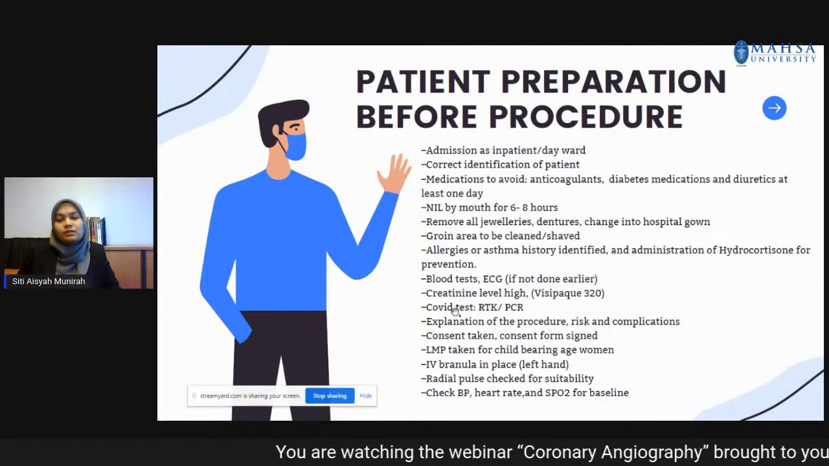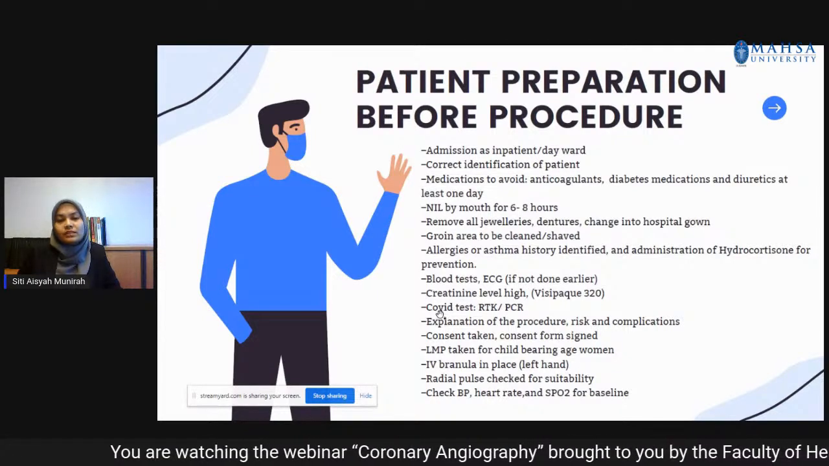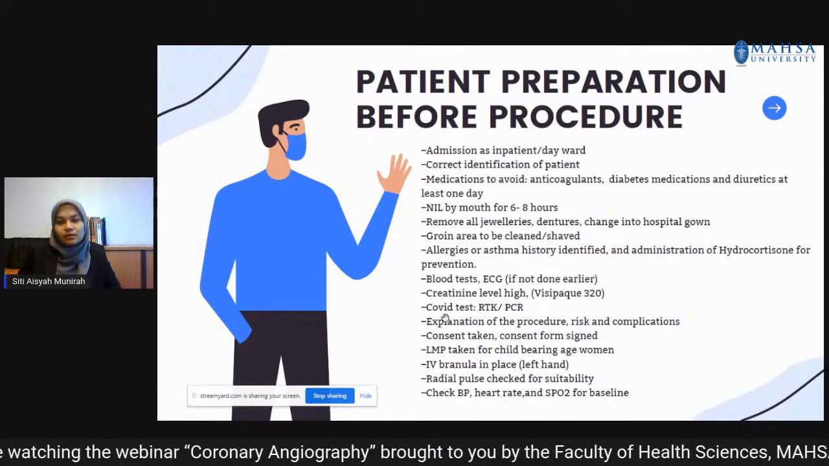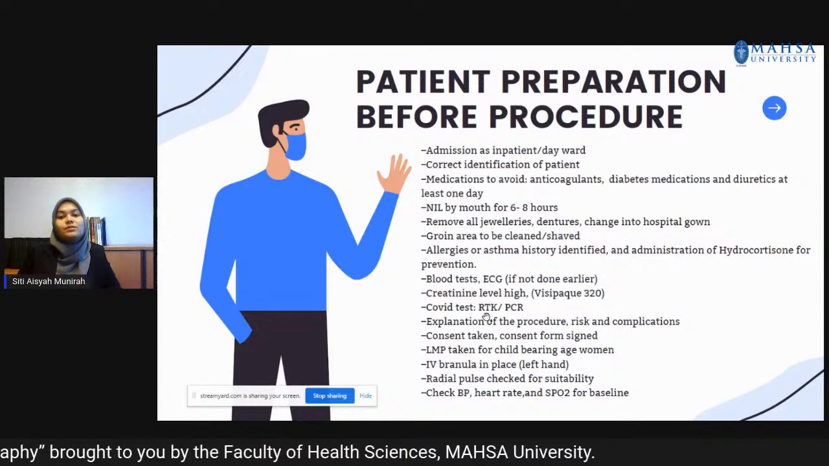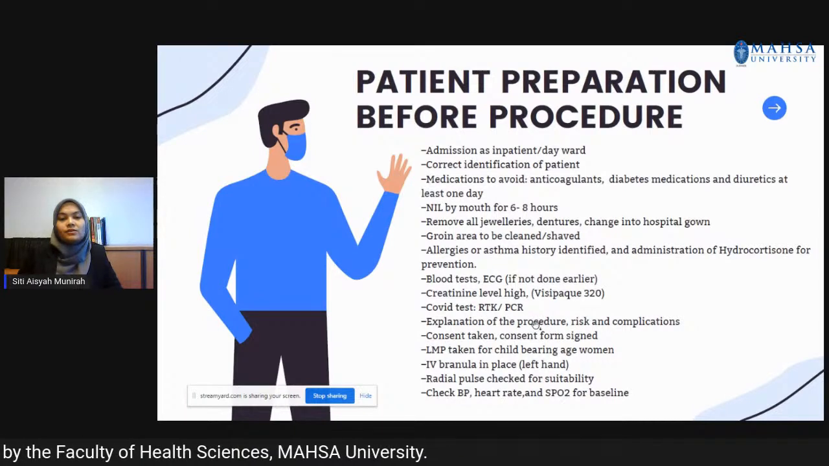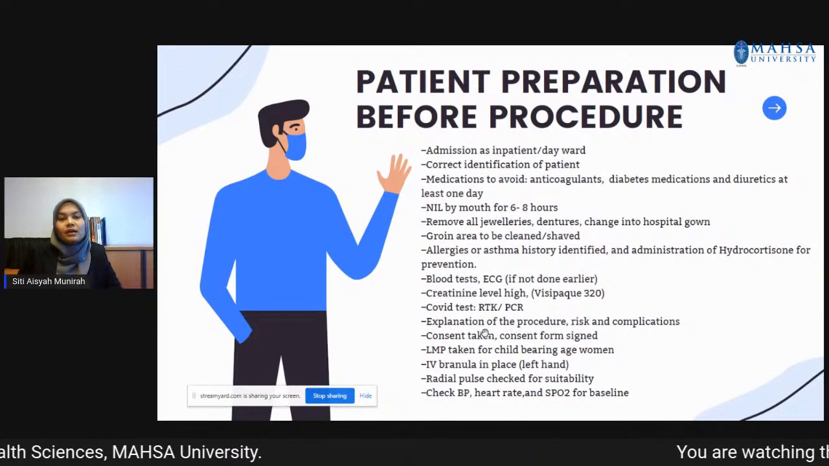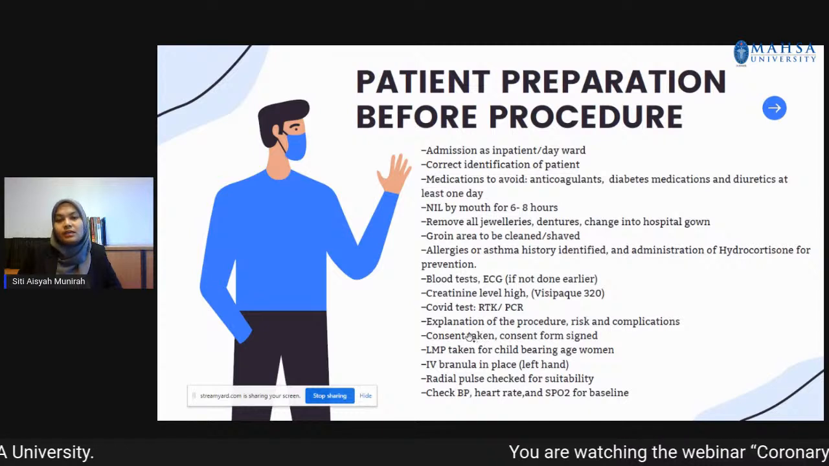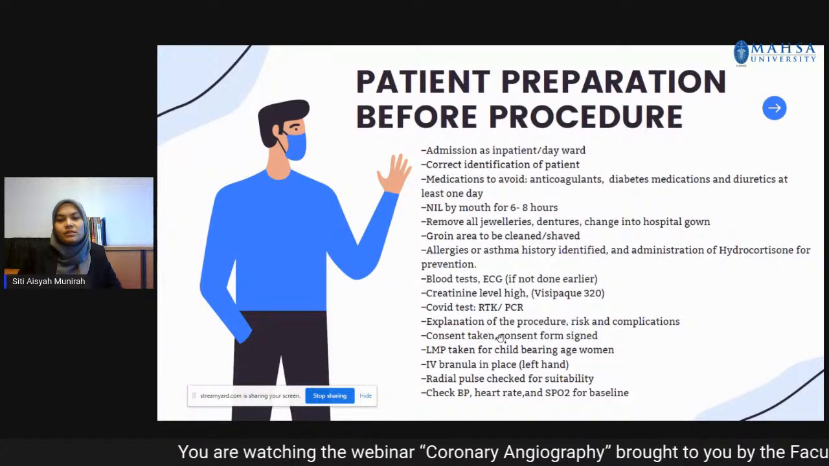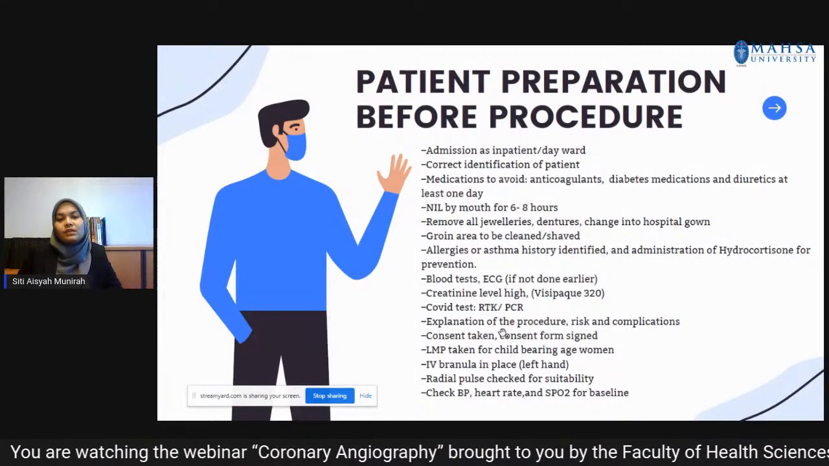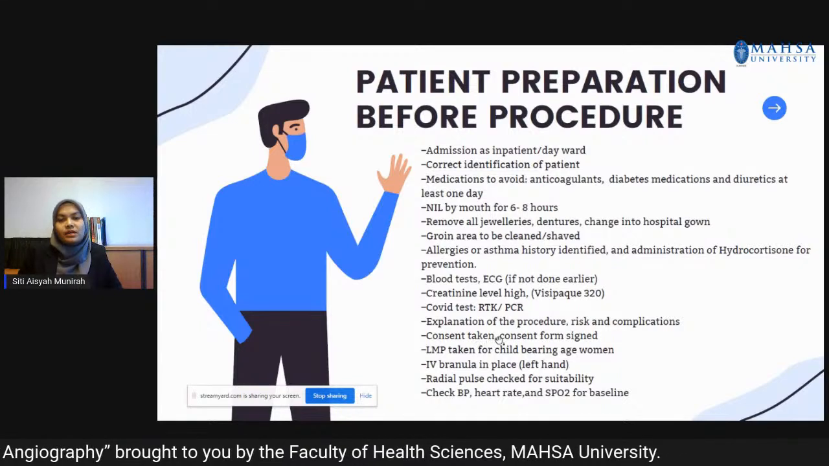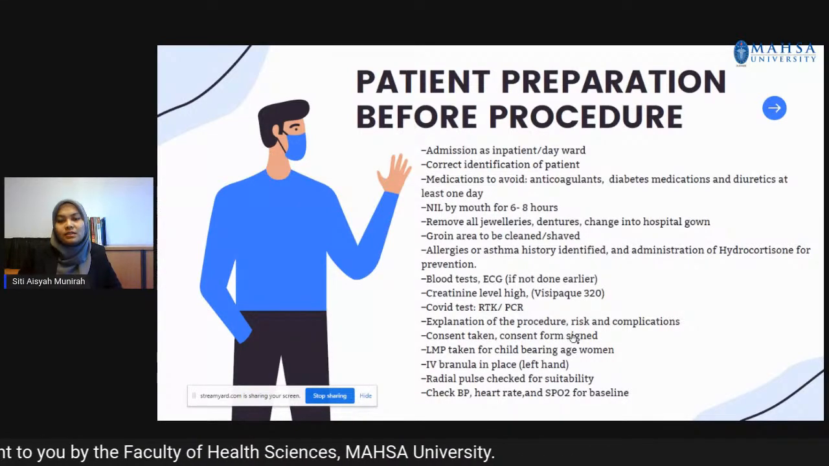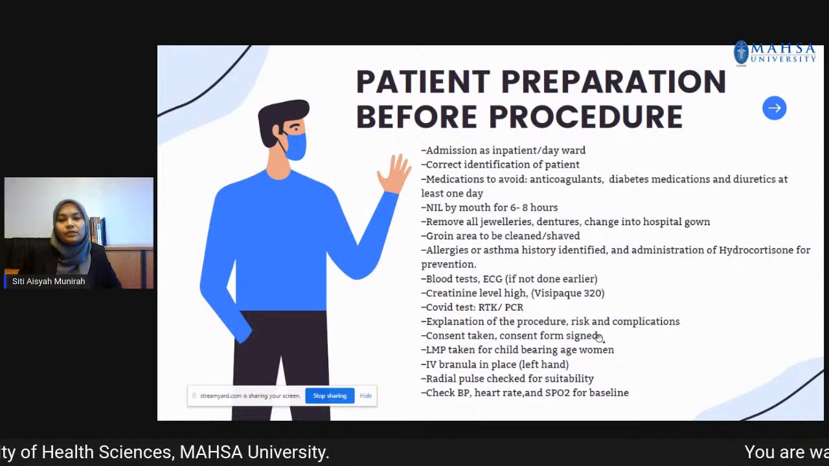And because COVID is still happening, patients who want to go for coronary angiography need to do the RTK and PCR. And also before the procedure, patients need to be explained in detail regarding the procedure, the complications, and also the benefits of the procedure. After the explanation is given, the patient needs to sign the consent form, so that the patient already understands the procedure and is willing to go for it.